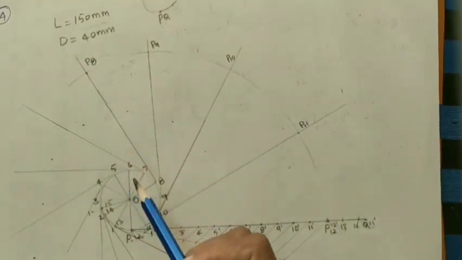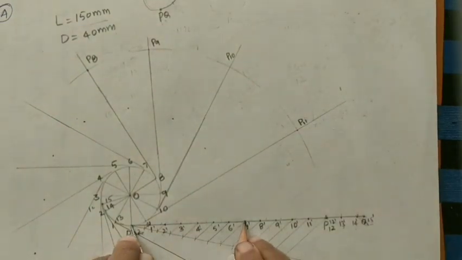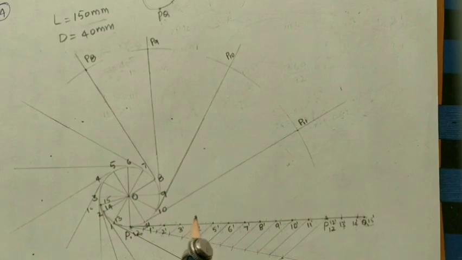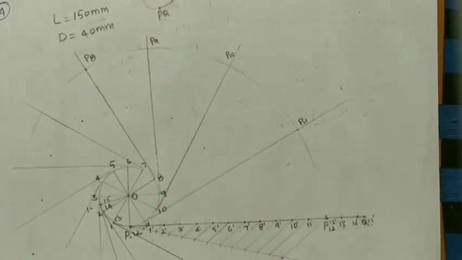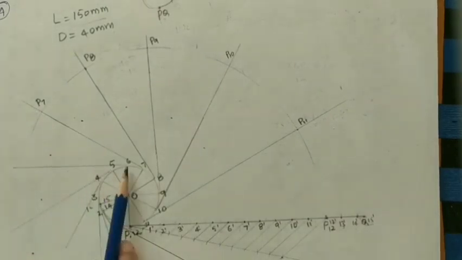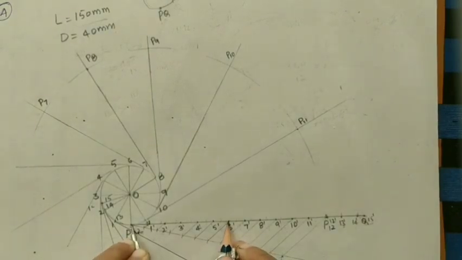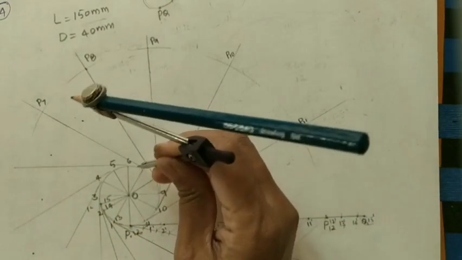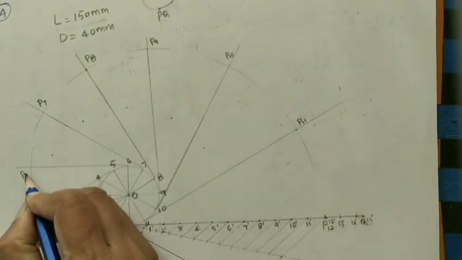Okay, after P8, mark P7 on the 7th tangent. P7 means from P point to 7th one. This one we need to take on the 7th tangent like this. Now this one is P7. After P7, mark P6 on the 6th tangent. P6 means from P to 6th point, 6th division. Take this P6 length, mark on the 6th tangent like this. So the intersection point is P6.